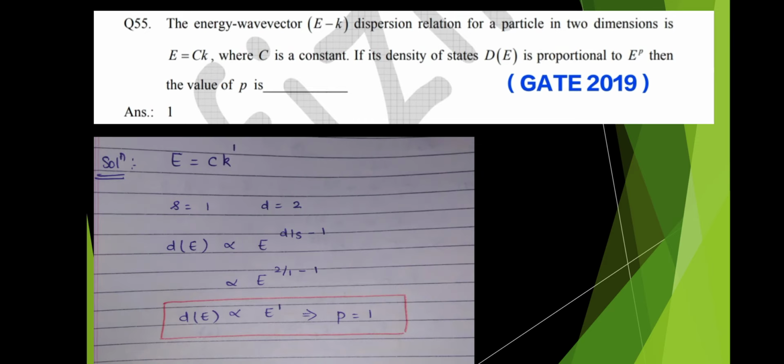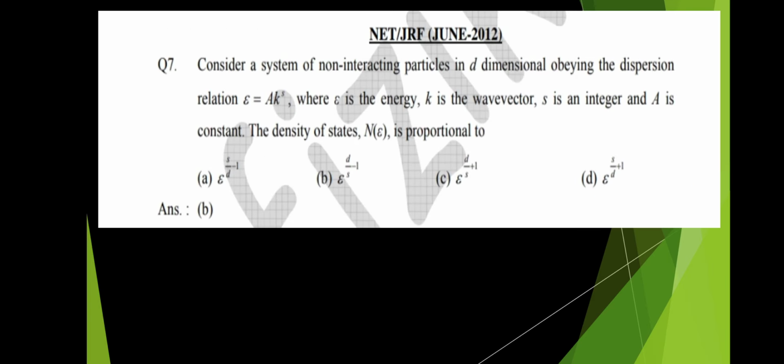Here you can see that S is equal to 1, and 2 dimension is given, so D is equal to 2. DE is proportional to E raised to power D by S minus 1. So just plugging the values, you get the power is equal to 1. So this is just a direct result.